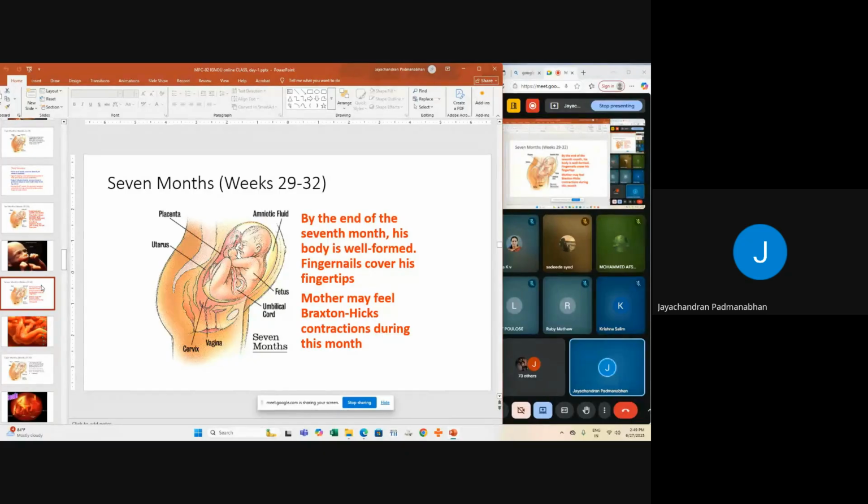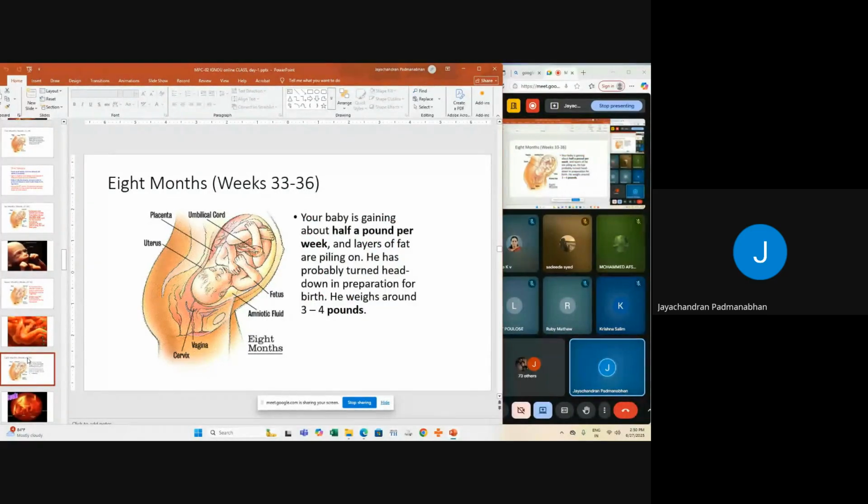By end of the 7th month, his body is well formed. Fingernails cover his fingertips. Mother may feel kicks and hiccups, contractions. It's not a pain, it's a contraction. Need not worry at that time. It's not a pain, it's a contraction.